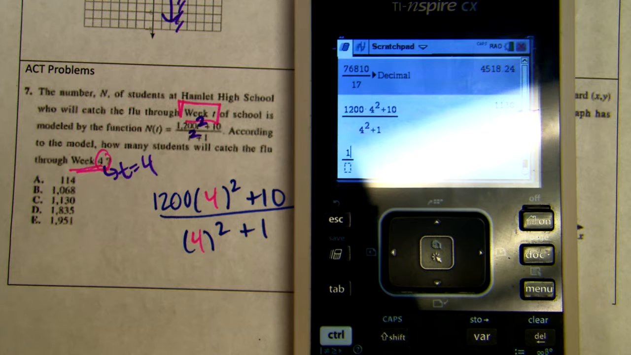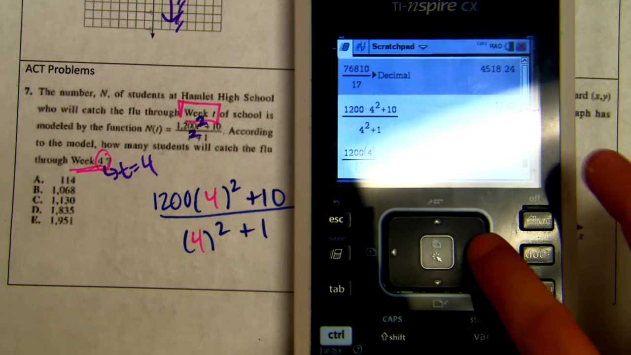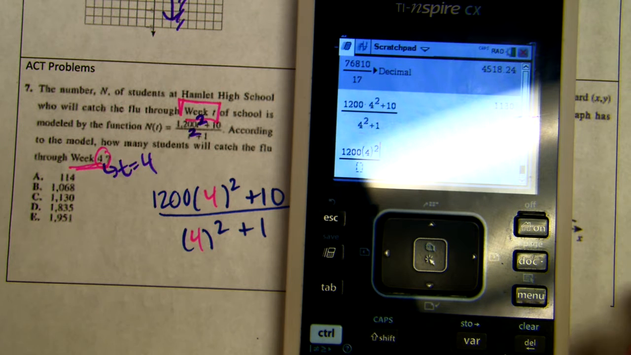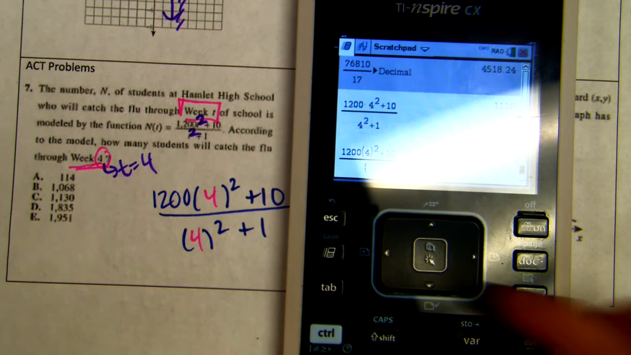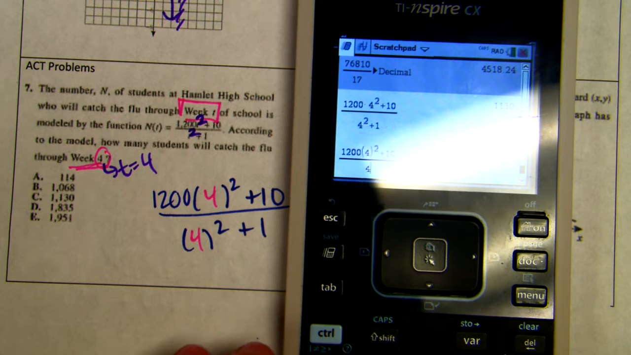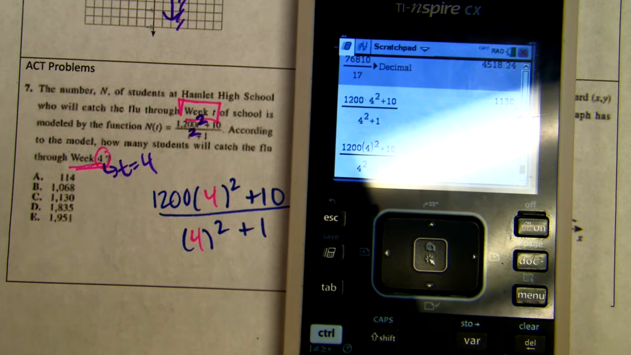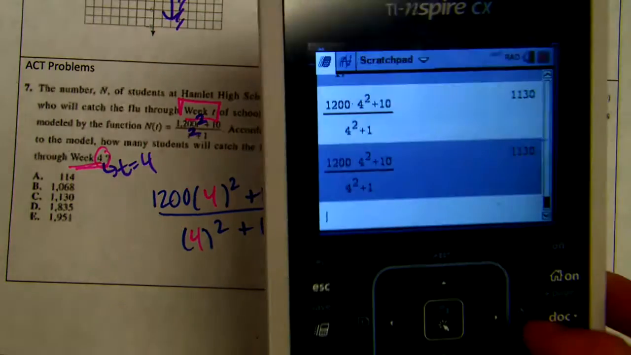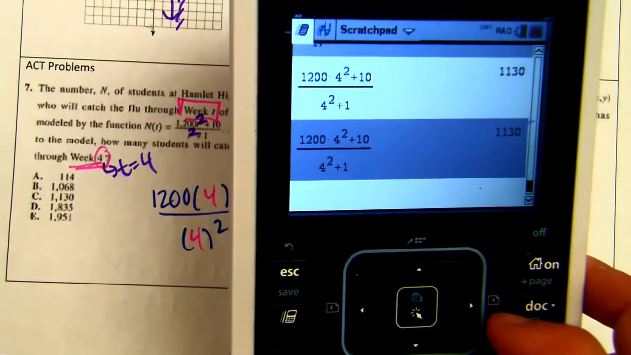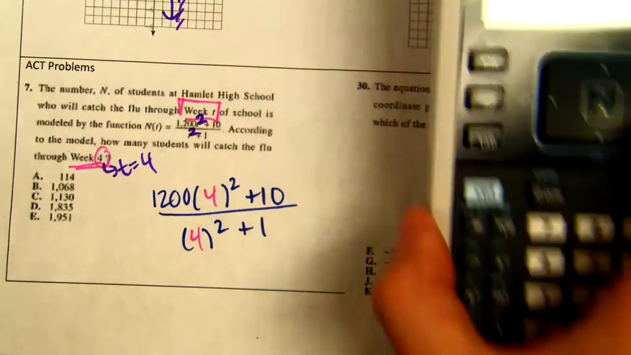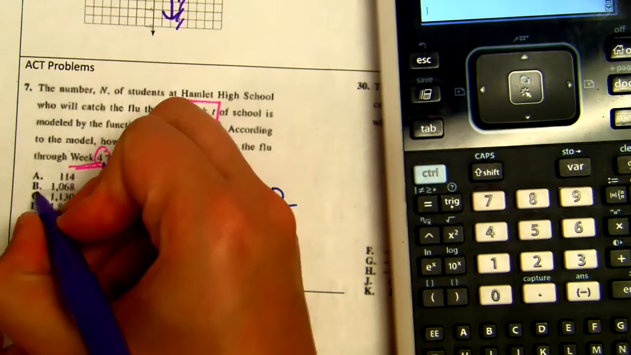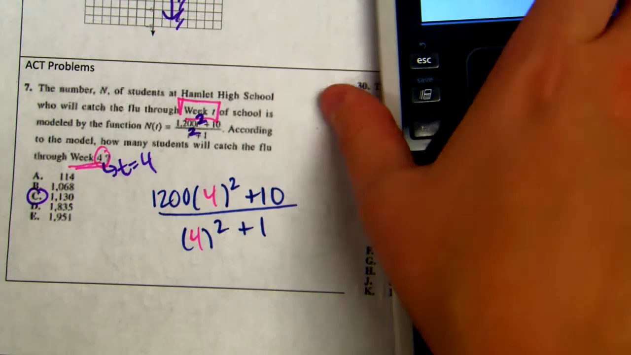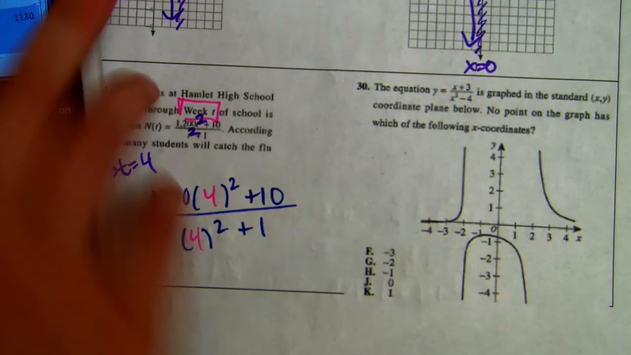Okay, so we have 1,200 times 4 squared plus 10 divided by 4 squared plus 1. Oh, the glare is pretty bad right there. Hit enter. That gives me an answer choice that is actually one of them, so that's good news. We have 1,130. I hope you can see that. That is answer choice C. That one wasn't too bad because it's just plugging in a value for t. Good. Moving on, we have question 20.